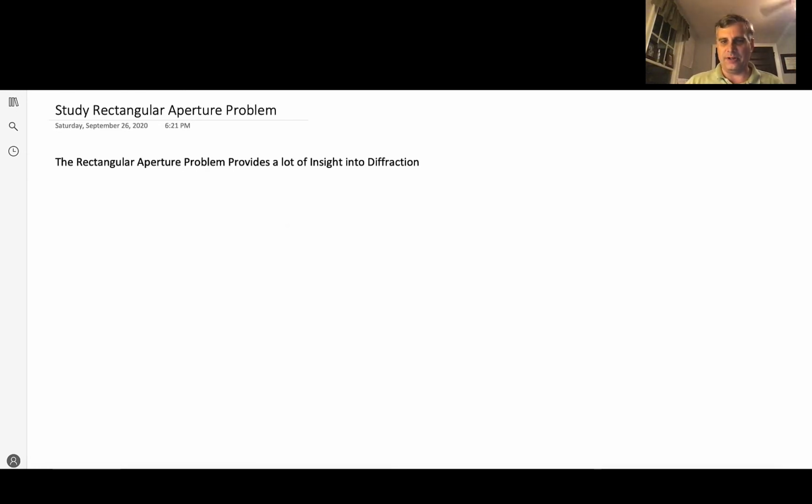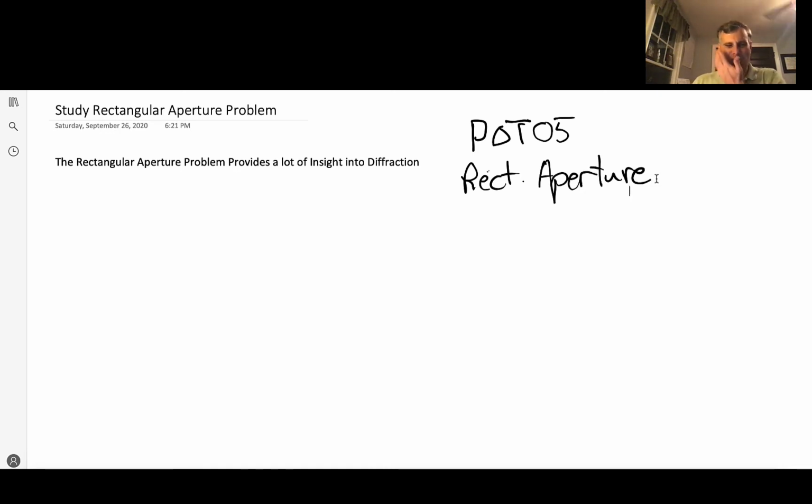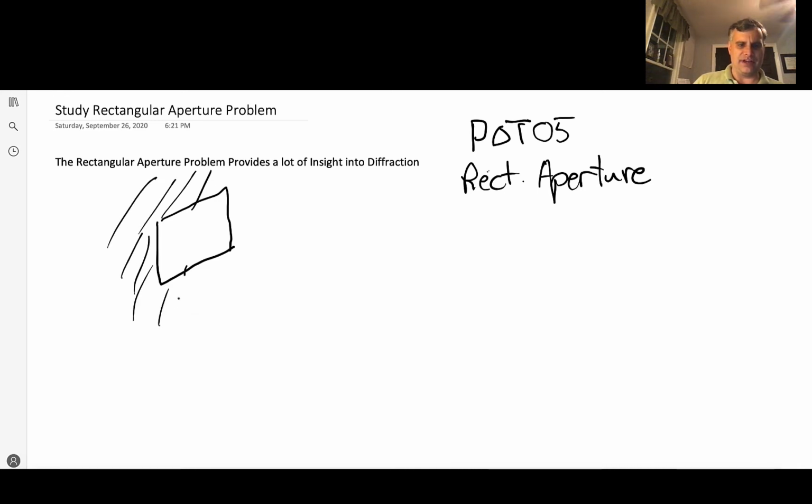And today we're going to do unit in physical optics technique number 5, which is a study in the rectangular aperture problem using the Fresnel techniques that we learned in the previous lecture. And this is a great little problem that helps us understand some fundamental things about diffraction, and we use it to get our knife edge result.